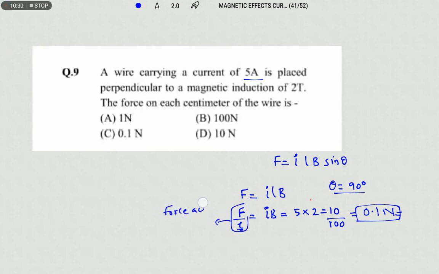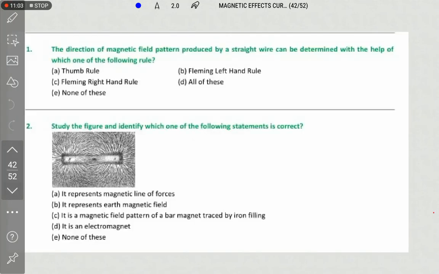Force acting per unit length, that is 1 meter. But we need to convert this 1 meter into centimeter, that's why I am dividing by 100. Therefore 10 by 100 gives 0.1 Newton. If they were asking force per unit meter, your answer would be 10. But here they are asking force per centimeter, so we need to write centimeter in place of meter. Right, let us see the next one.